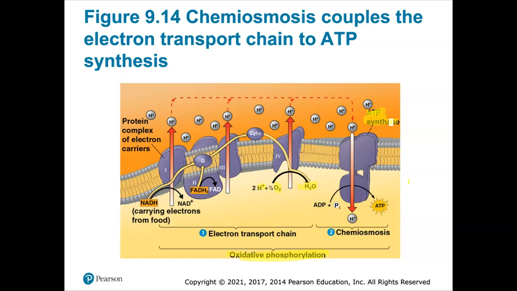So it's going to do that when the hydrogen ions flow from their high to their low concentration. They're going to flow across the membrane to the inside of the membrane. And the flow of those hydrogen ions is going to provide the energy to produce ATP.